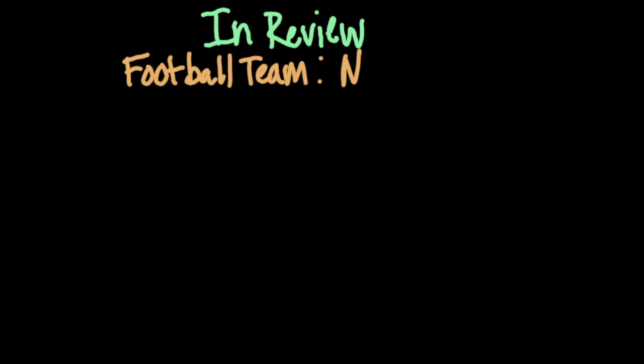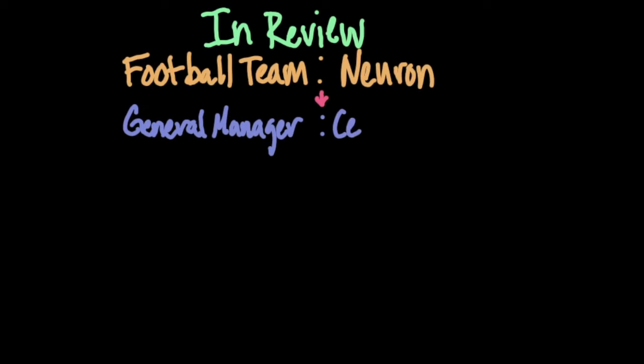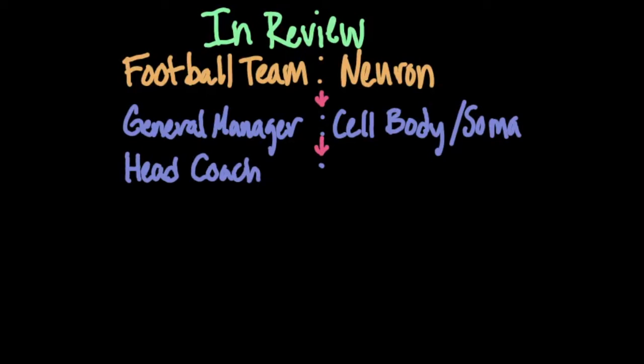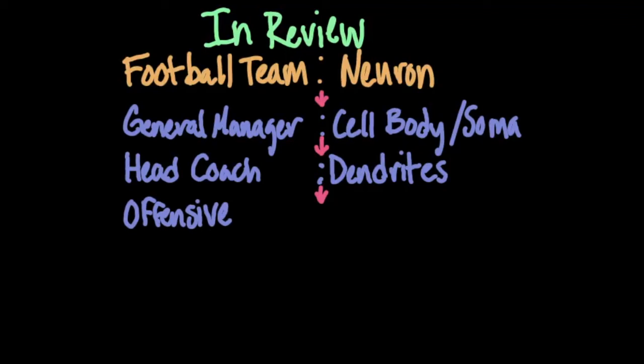In review, in a simplistic manner, the neuron functions in a similar way to a football team. The general manager ensures the composition of the team similarly to the cell body. The head coach receives signals from his staff, as with dendrites. The head coach transmits the signal to the offensive coordinator, or the axon.